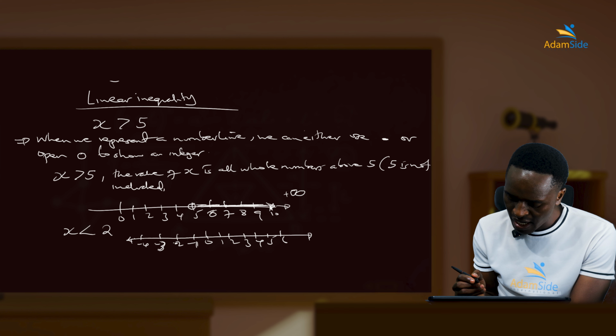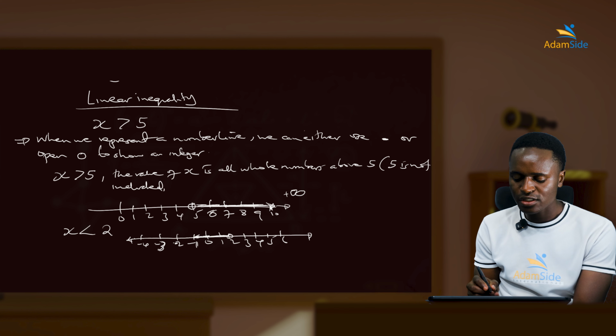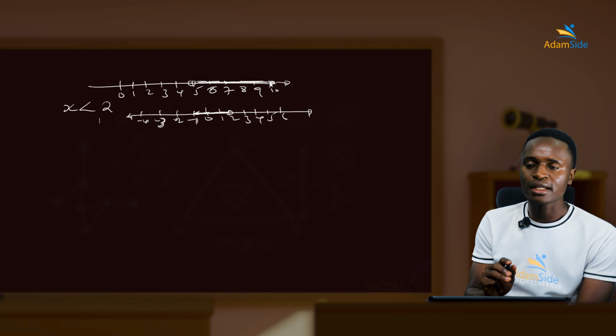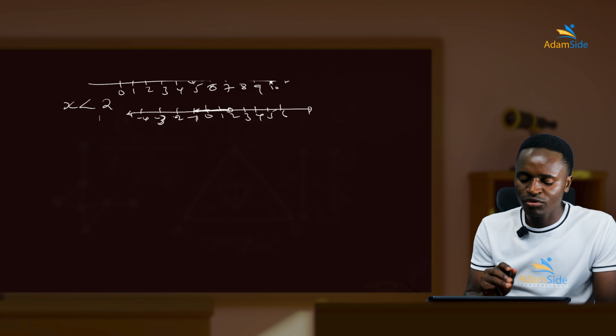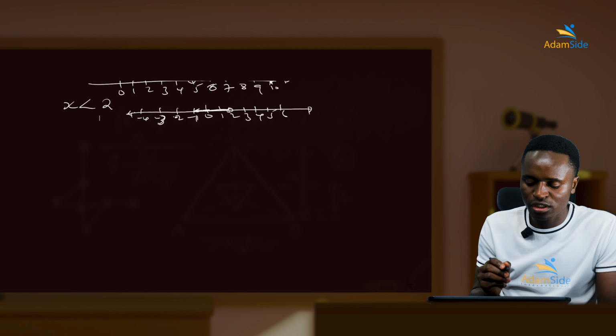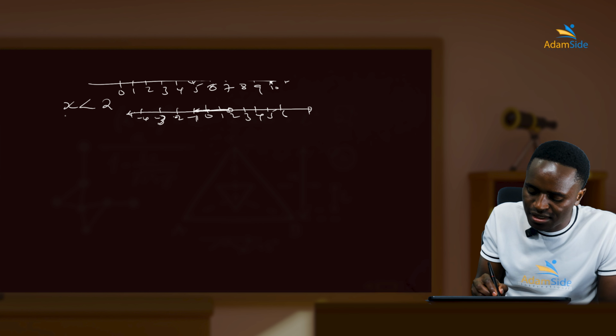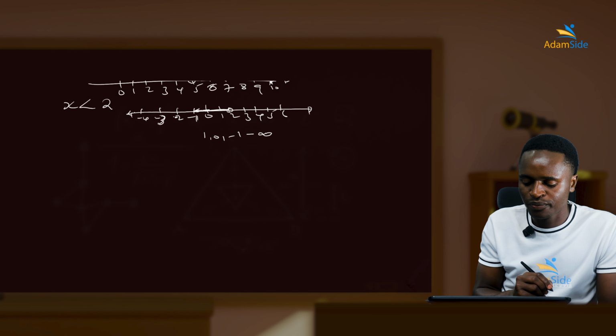And then I have this case, so x is less than 2. So we say all values of x that are less than 2, and 2 is not included. It can be all the numbers apart from 2 to negative infinity. So you can say 1, 0, negative 1, negative 2, to negative infinity.